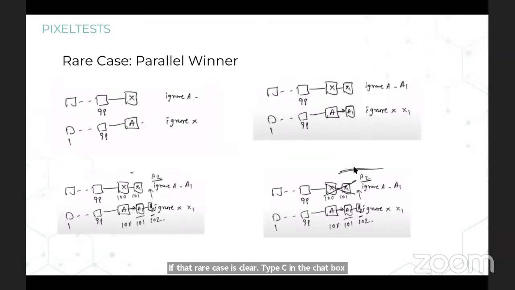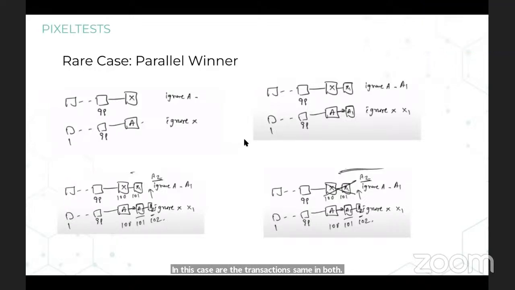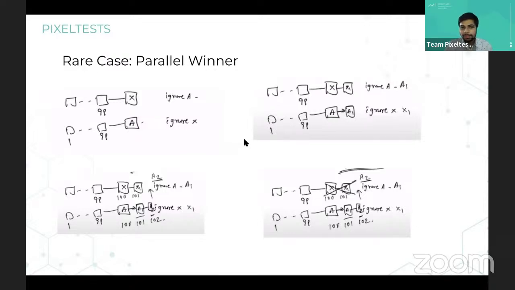Sachi, in this case, are the transactions the same in both? No, they will be different, right? Because there will be a huge number of transactions in every pool, they'll be different. Great. Thank you so much, ma'am, for the question. If the problem challenge is clear, the case of a parallel winner, type C in the chat box.